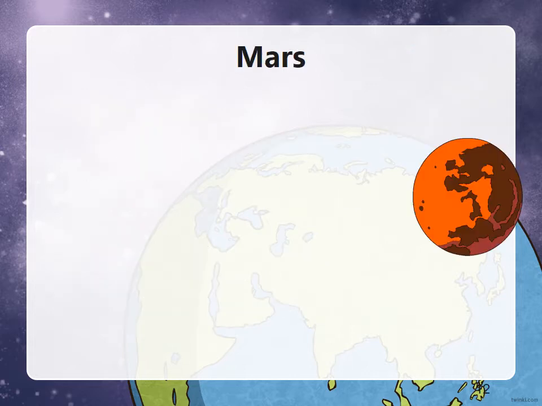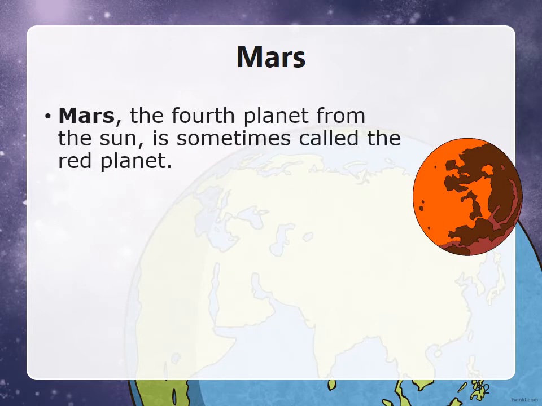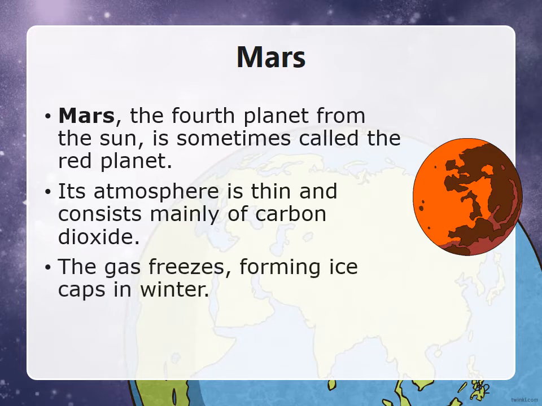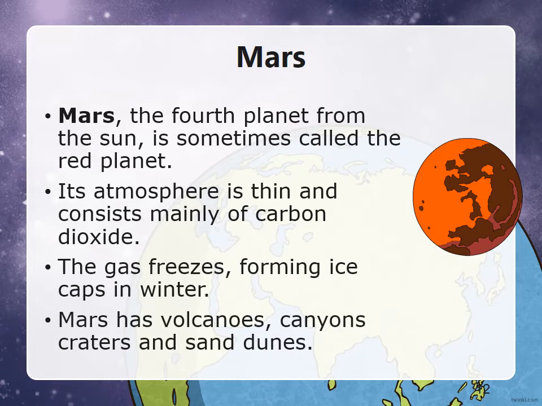Next up, Mars. Mars is the fourth planet from the sun. It is sometimes called the red planet. Its atmosphere is thin and consists mainly of carbon dioxide. The gas freezes, forming ice caps in winter. Mars has volcanoes, canyons, craters, and sand dunes.